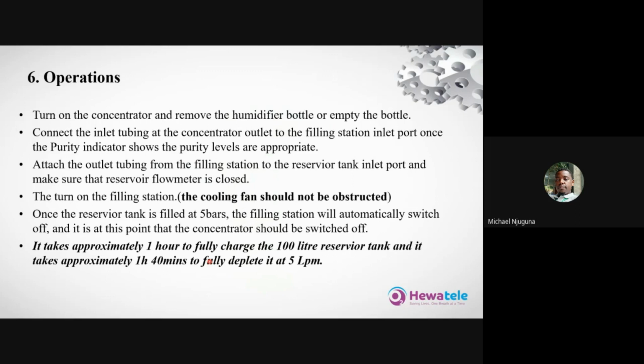So how do we operate? How does this system work? What are the operations? Number one, as we have mentioned earlier, you have to be very cognizant of the operations of an oxygen concentrator, because you're filling the reservoir tank from an oxygen source. And here we are not talking of a cylinder, because a cylinder is just another reservoir. So you want to use an oxygen source that can generate its own oxygen.